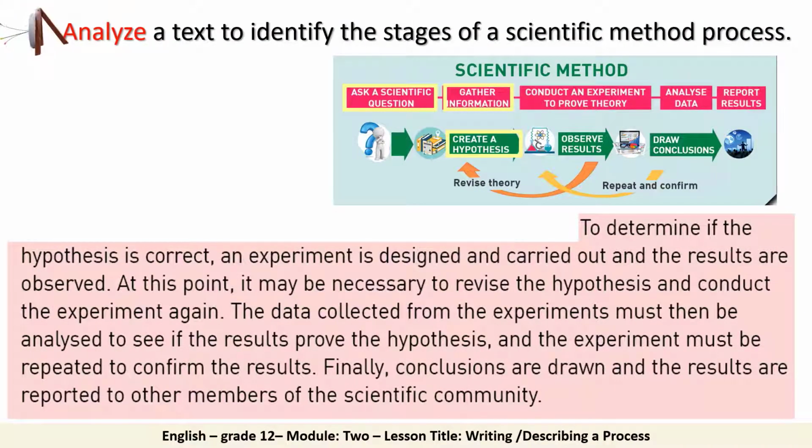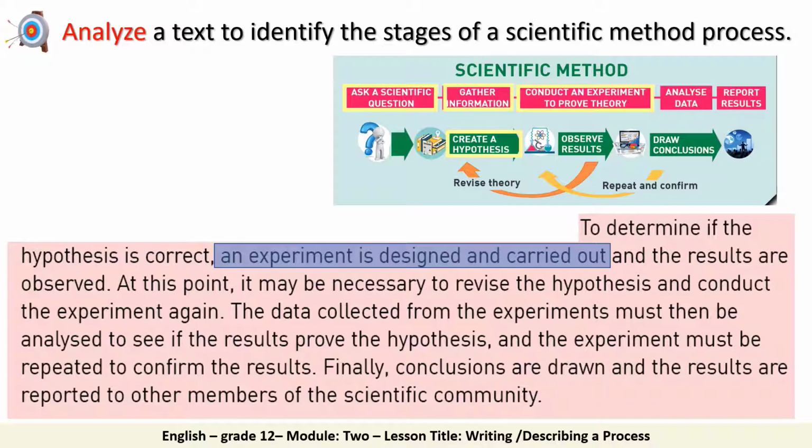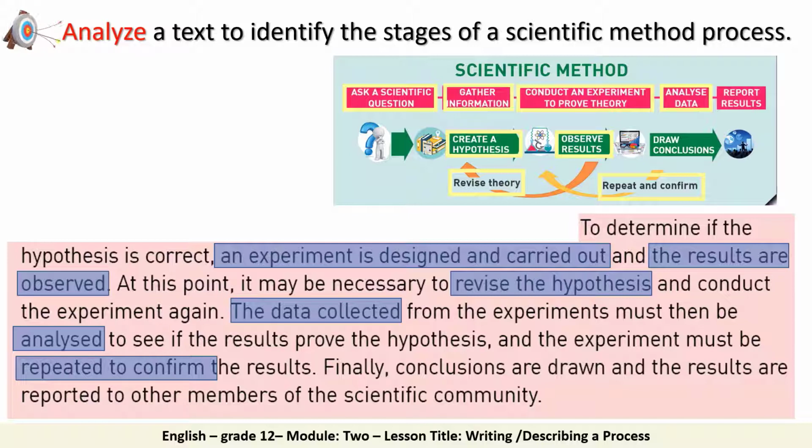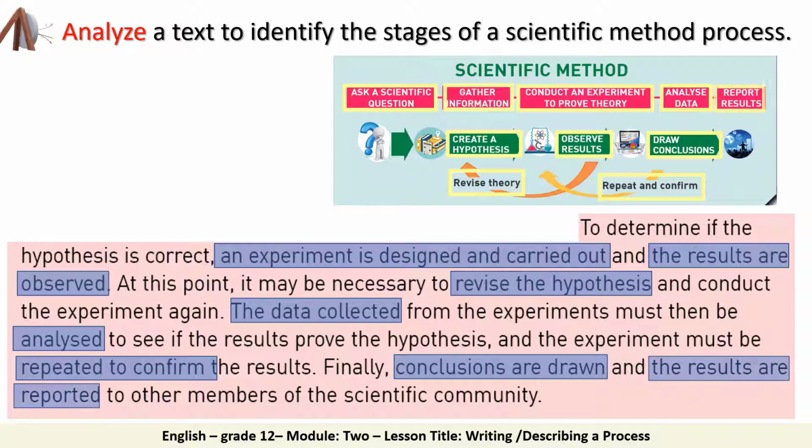So, we carry on with the same task. We have also an experiment is designed and carried out. It also appears in the diagram and the description. Then the results are observed. Next comes revise the hypothesis. After that we have the data collected and analyzed. Then repeated to confirm. And finally conclusions are drawn and the results are reported.